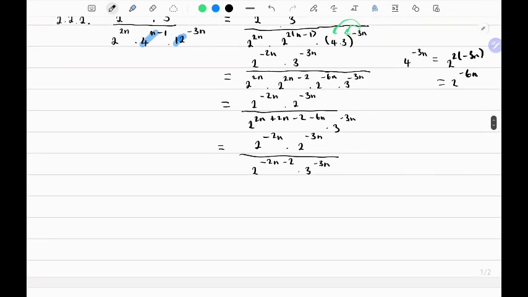So we can restructure this as follows. It's 2 to the power of negative 2n times 2 to the power of negative 3n all over 2 to the power of negative 2n times 2 to the power of negative 2 times 3 to the power of negative 3n. So already we see terms that cancel out, that and that cancel out, that and that cancel out. So we're left with 1 in the numerator, and in the denominator we have 2 to the power of negative 2. If you raise the denominator into the numerator, it becomes 2 to the power of 2, which is equal to 4.